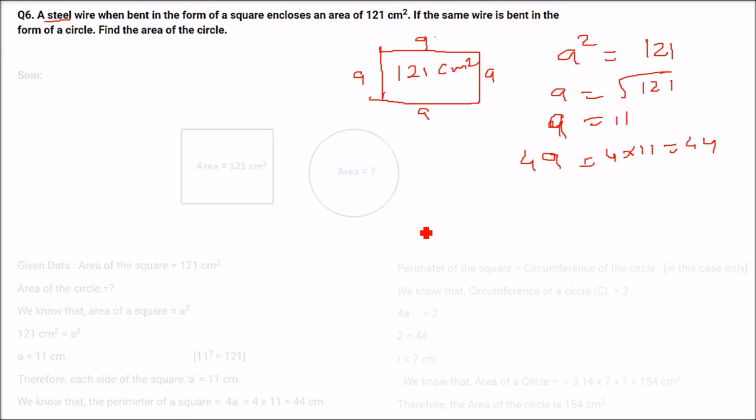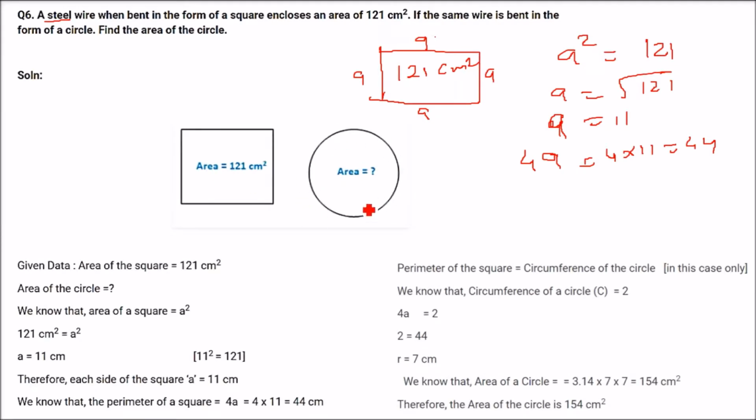If the same wire is bent to form a circle, now we are making a circle here. The same wire, or the same length, will be here also. So this will be equal to the circumference of the circle as well. So 44 will be equal to 2 pi r. So r will be equal to 44 by 2 into 3.14. This is 2 pi r. So we have to find out the area.